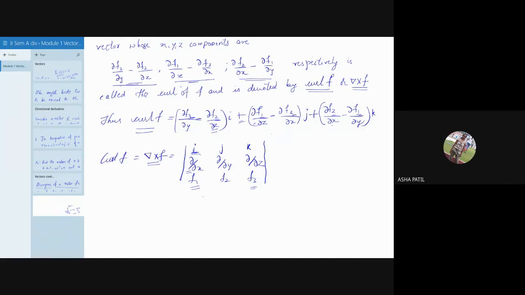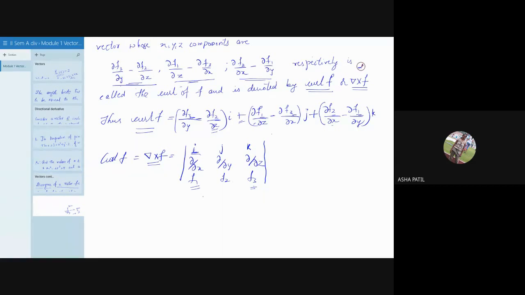So this curl can be written as the determinant of ijk, then the operators dou by dou x, dou by dou y and dou by dou z operated on F1, F2 and F3. So this is called the curl of the vector field F.